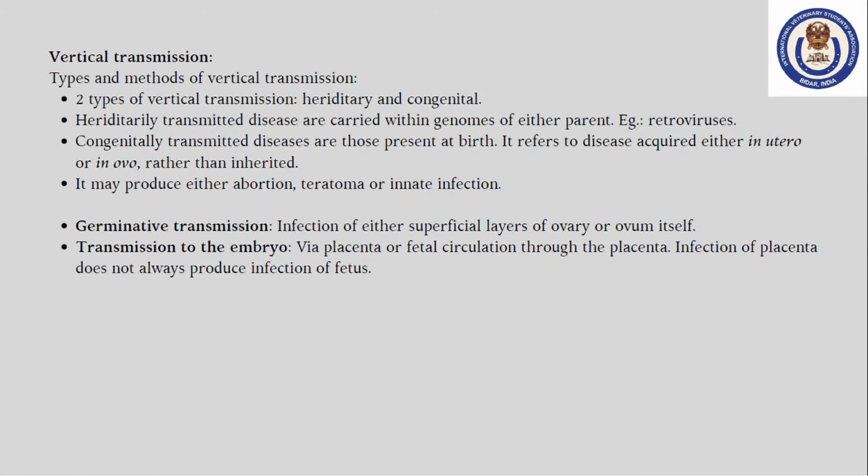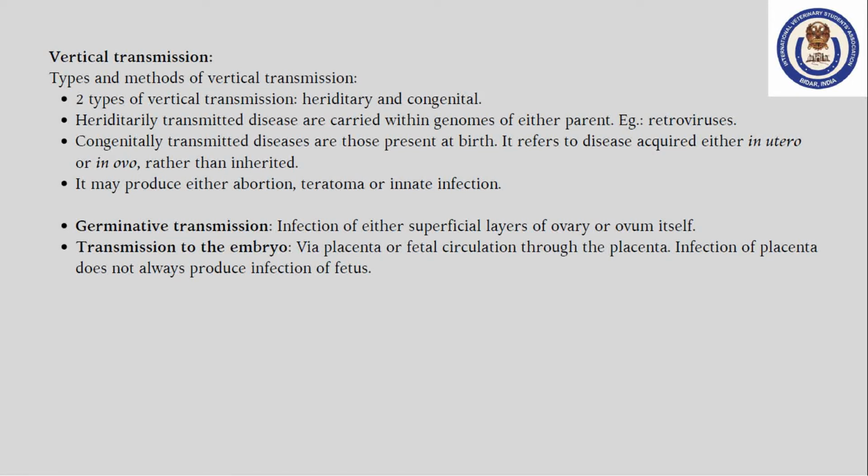Hereditary diseases are those which are carried in the genes of the parents and are transmitted to the offspring, like in the retrovirus, which have their DNA copies in the host genome and is transmitted to the offspring. Congenital diseases are those which are present at birth, and these do not involve any genes. These are acquired either in utero, that is inside the uterus, or in ovo rather than being inherited.